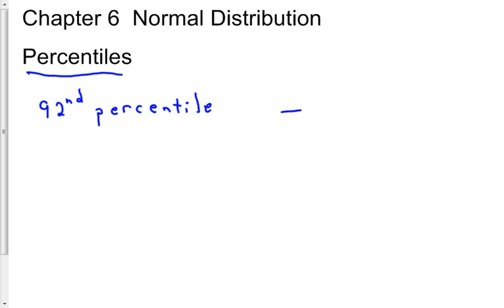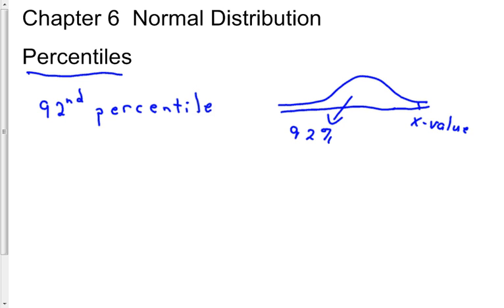that would mean in our normal curve, whatever x value it is, that 92% of the data is down here, which is a probability of 0.9200. So whatever that x value is. And you can kind of think of this one as going backwards from those prior ones.